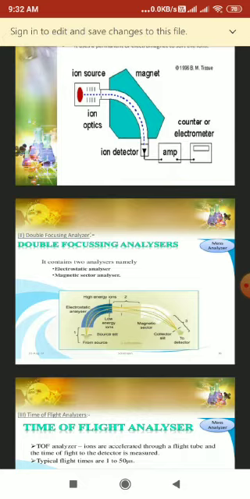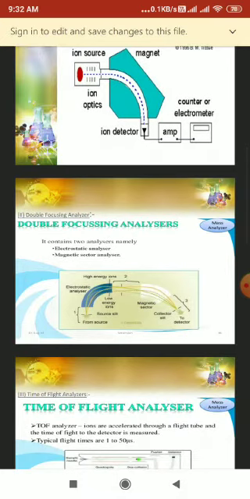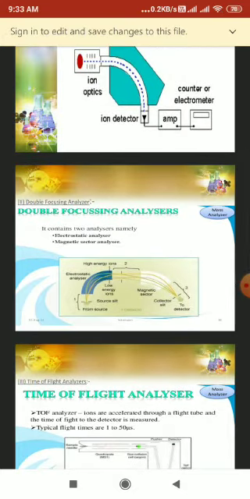In this mass analyzer, the beam of ions passes through an electrostatic field which focuses the particles of the same kinetic energy on slit 2, which then serves as a source for the magnetic analyzer. Then it goes to the detector through slit 3, as seen in the figure of the double focusing analyzer.